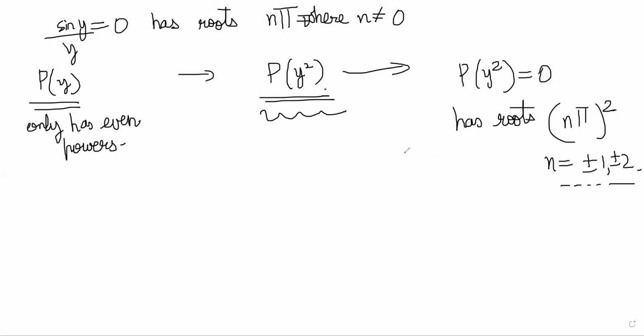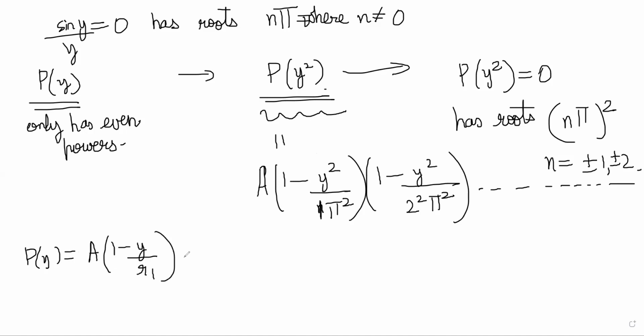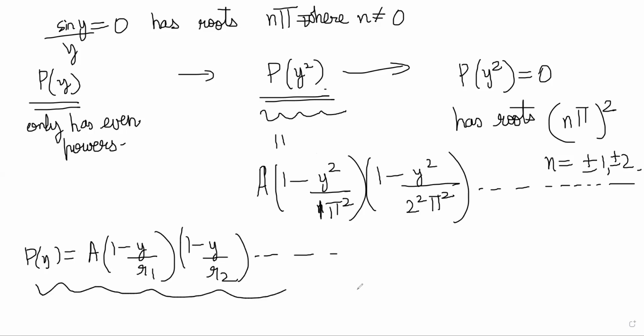So if that is true, then we can write the p of y square as some constant into 1 minus y square by 1 pi square into 1 minus y square by 2 square pi square and so on, right? Why? Because earlier we saw that any polynomial p of y can be written as a times 1 minus y by r1, 1 minus y by r2 and so on, right? So right now, instead of y, I have y square, and instead of the roots, I have n square pi square roots, right?